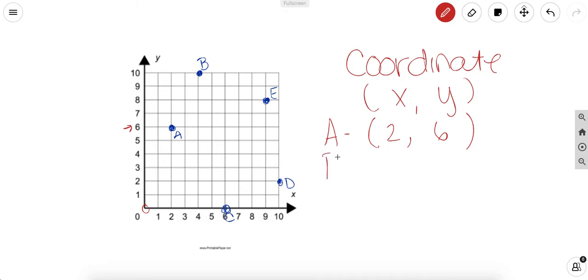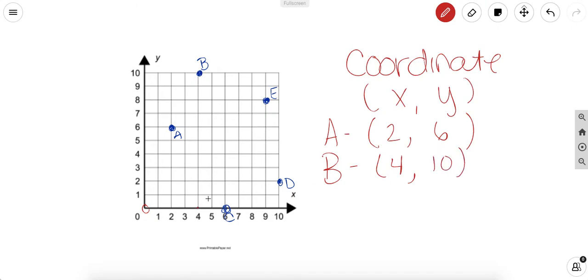Okay, so let's try B now. Let's try erasing. All right, so B, right? We need to get all the way up here. So we do 1, 2, 3, 4 over. Okay, so it's parenthesis 4, comma. And how many times do we have to go up? 1, 2, 3, 4, 5, 6, 7, 8, 9, 10. 10. Right?